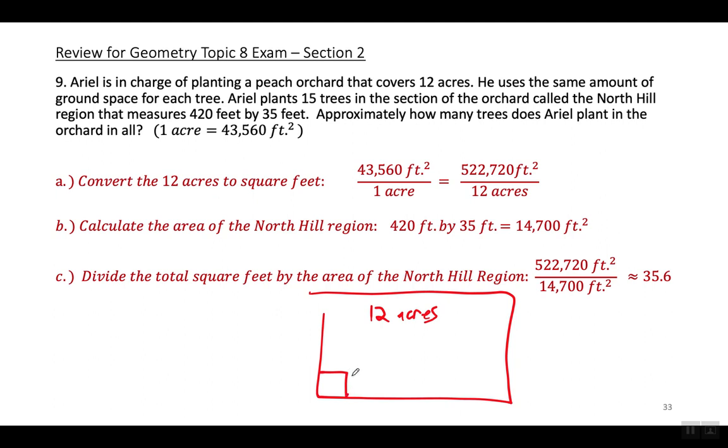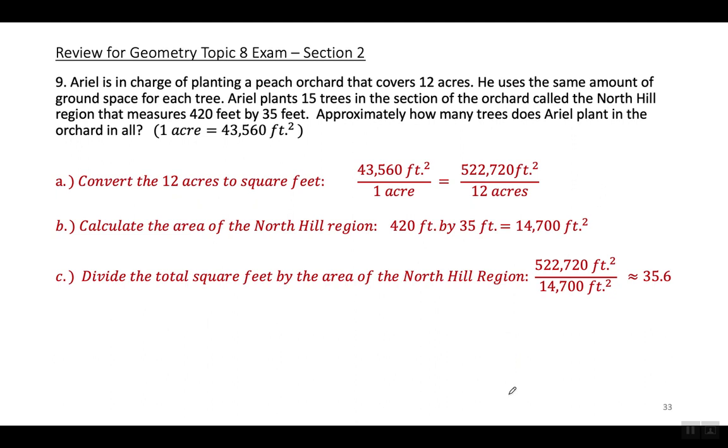That tells us that this little plot of land where Ariel planted 15 trees occurs 35.6 times within this entire plot of land. So now I can multiply 35.6 times the 15 trees, and that tells us Ariel's going to need approximately 534 trees to fill up the 12 acres. Again, you can just follow my step by step, and that'll lead you to the answer on the test.